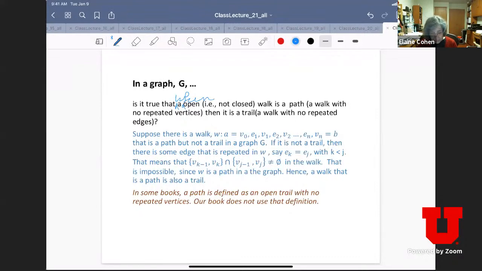In some books, a path is defined as an open trail with no repeated vertices. So by this, if it's a path, it's a trail. That means you can be a trail without being a path, but you can't be a path without being a trail. This is in any graph. Now our book doesn't use that definition, but we proved it right here. So that's our first proof.